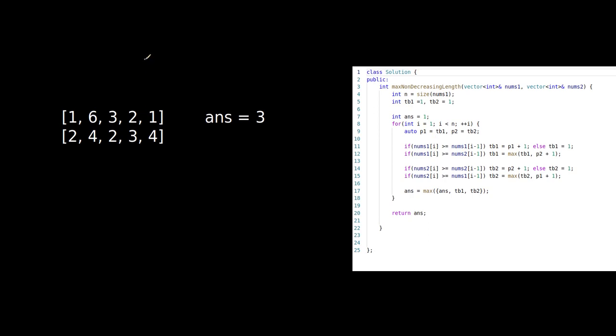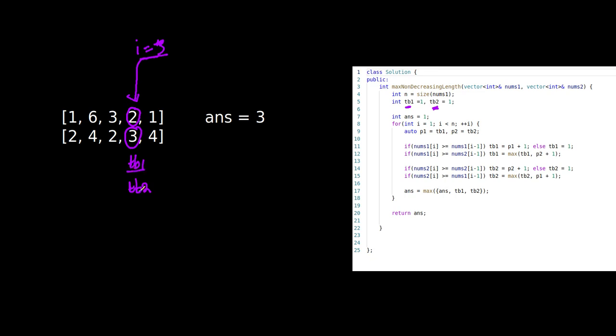And to do that, let's say we want to solve at index i equal 4 or 3. We have two values, tb1 and tb2. tb1 is the maximum subarray that ends at index i equal 3 and has the value 2. tb2 is the maximum non-decreasing subarray that ends at index 3 and has the value equal to 3.